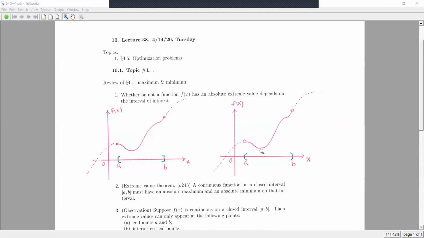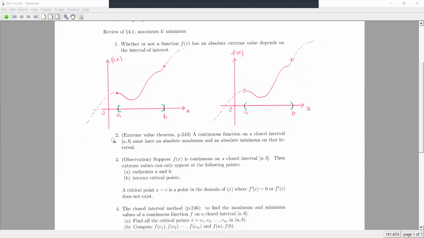But this portion still has a lowest point here. So the function has a minimum value over this open interval, but it doesn't have a maximum value over this open interval. That's why I say that whether or not a function has an extreme value, maximum or minimum, depends on the interval of interest.